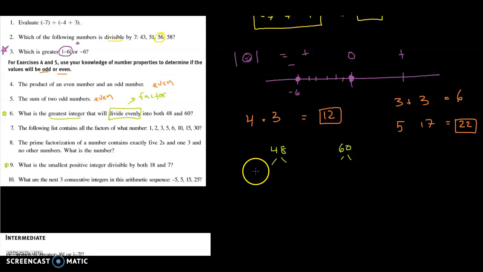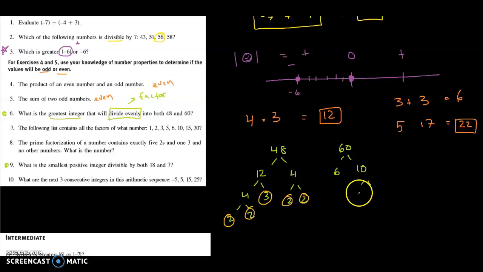So let's just do the 48 for a minute. That would be 12 and 4, and that's 2 and 2, and this is 4 and 3, which means that's 2 and 2. So the prime factors for 48 are 2, 2, 3, 2, 2. Now, let's do the same thing for 60. We've got 6 and 10, we've got 5 and 2, we've got 3 and 2. So those factors are going to be 3, 2, 5, 2.